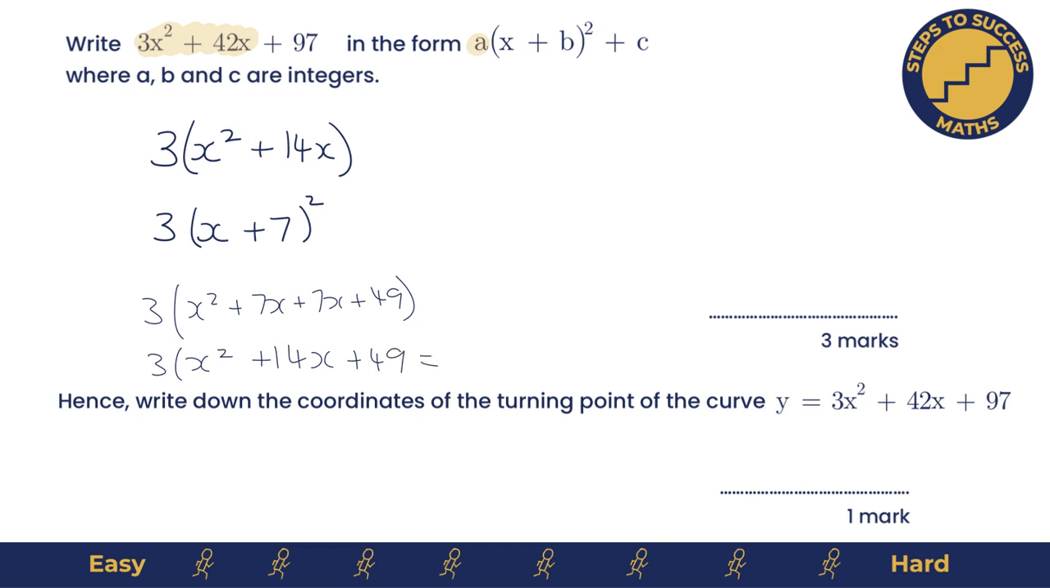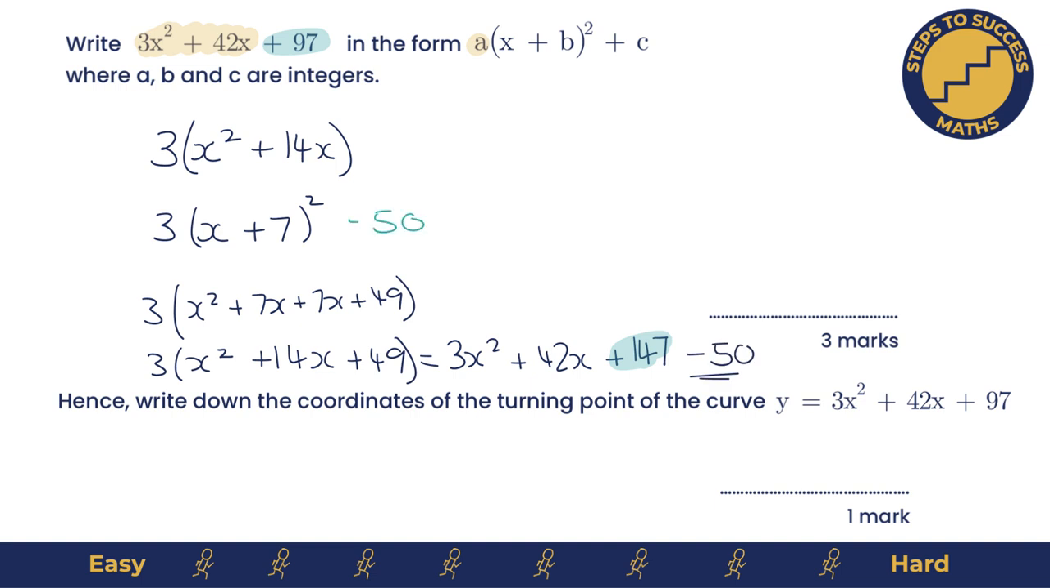Multiply it through by 3. 3x squared, that's what I want, plus 42x, that's what I want. And then 3 times 49, which is 147. So I've got this 147 on the end, and I actually want it to be 97. So I need to subtract 50.